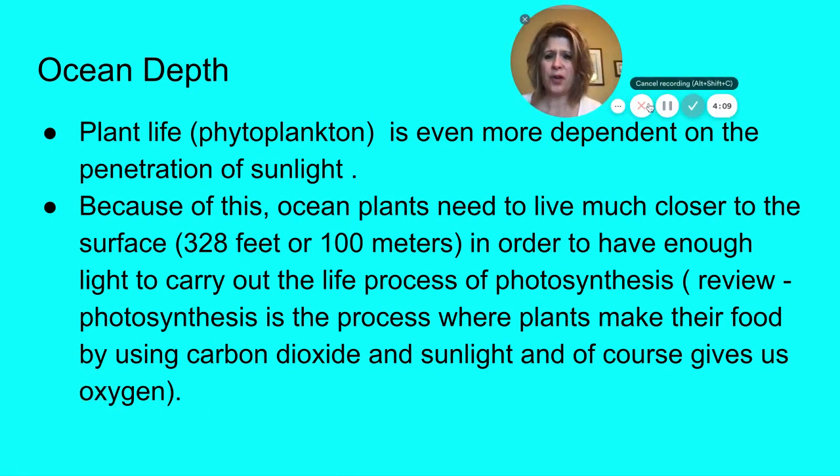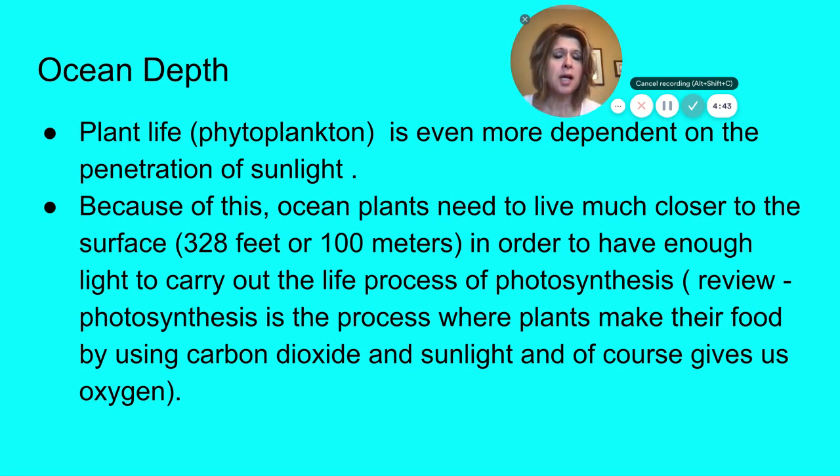But what is photosynthesis? Going back to fourth grade, when we talked about photosynthesis with either Miss Ellis or myself, photosynthesis is the process where plants make their own food using carbon dioxide, what you breathe out, and the sunlight, and of course gives us oxygen. In that process, they're making food, glucose, sugar, for the plants so that they can eat themselves. Because they make their own food, they are known as producers.